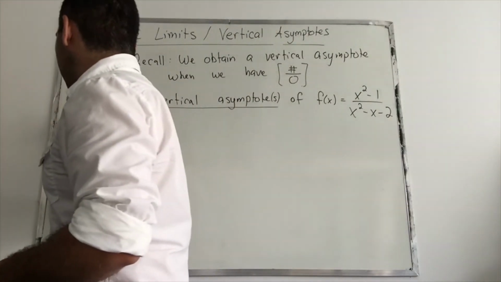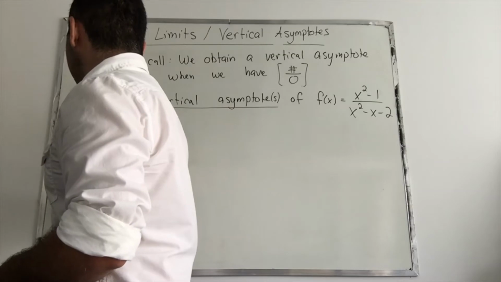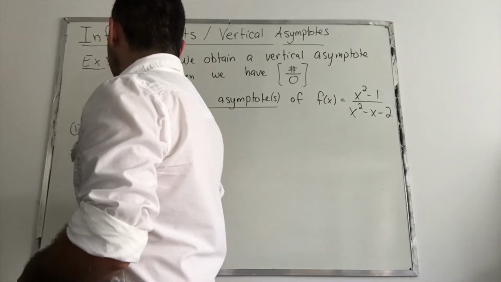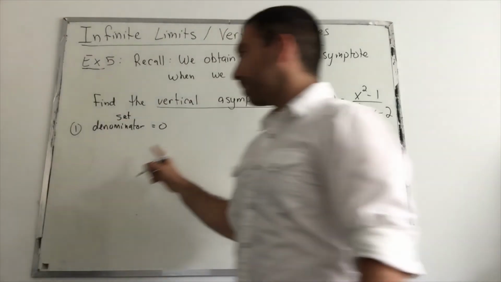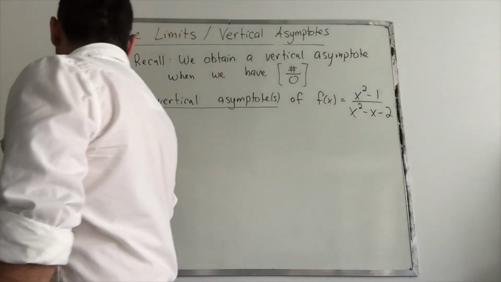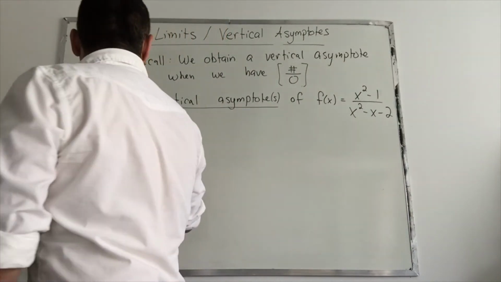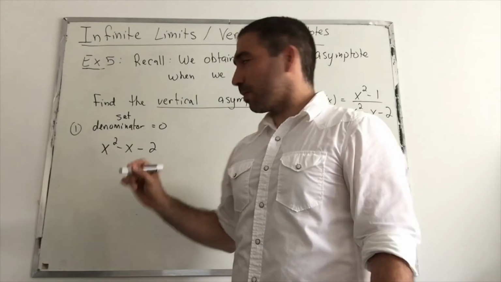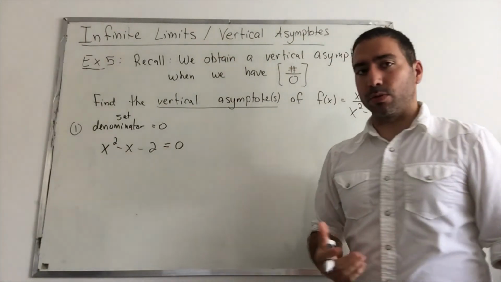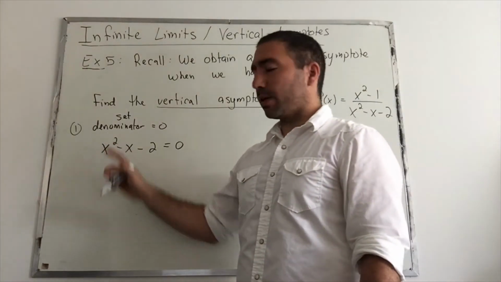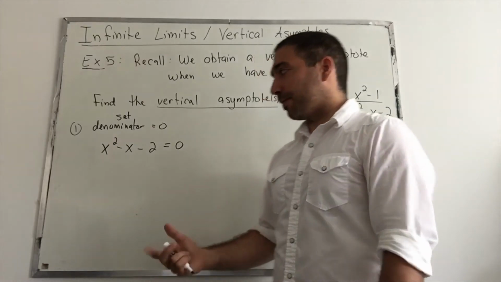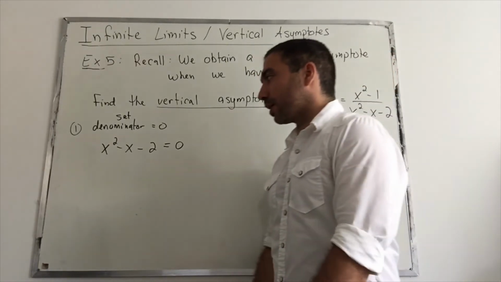So this is step 1. Set the denominator equal to 0. In this case, the denominator is x squared minus x minus 2, and it's equal to 0. So we have to solve this. One way of solving this is to use the quadratic formula, because we're dealing with x squared, a quadratic. My advice to you is always try factoring first. If factoring doesn't work, then refer to the quadratic formula as a backup.